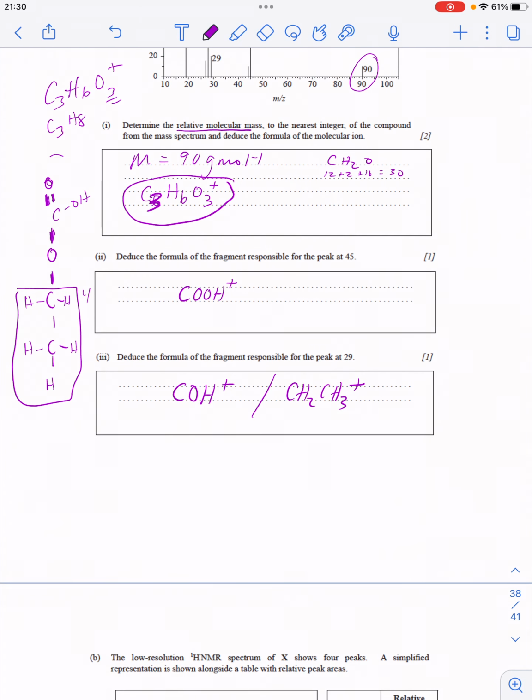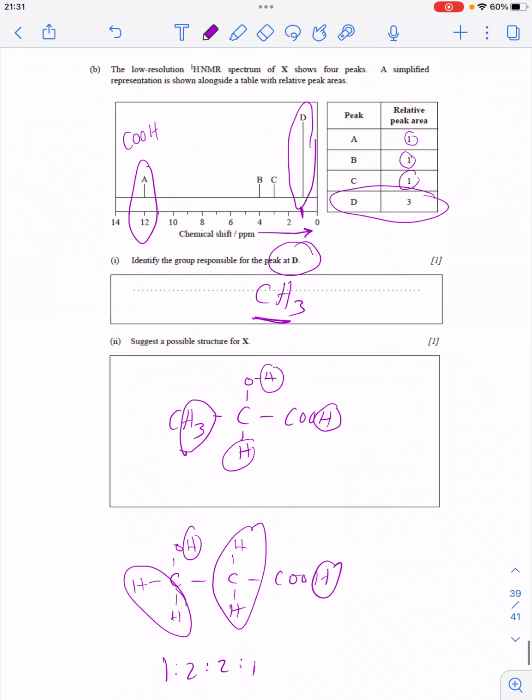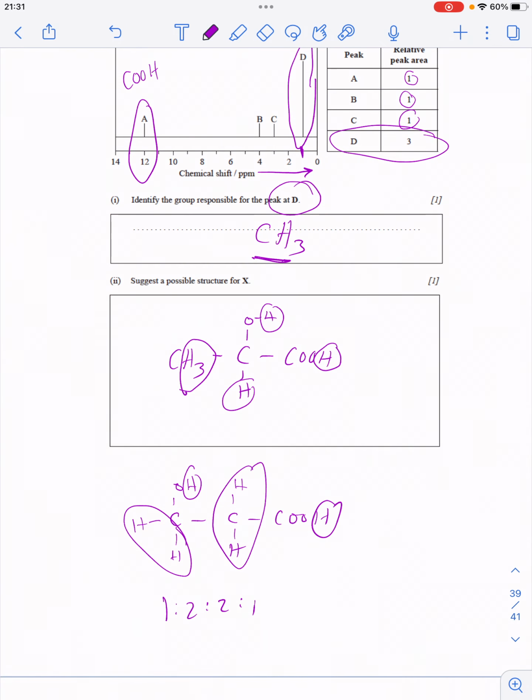So from this part, you kind of know that there's a methyl. From the first part, we knew that there was a carboxyl, and then there was only so much that we could really do in the middle. Sort of had to put a C and an OH group.